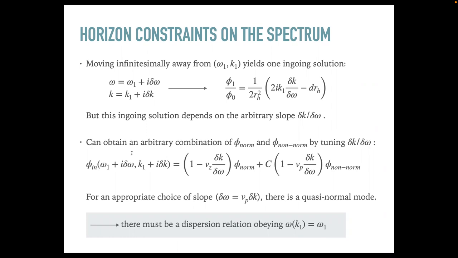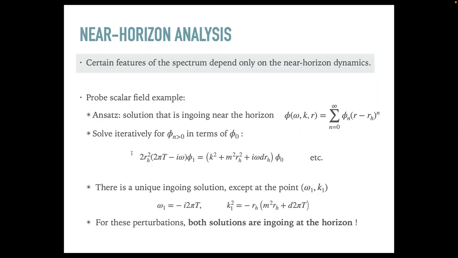To understand a little better what's going on, let's move infinitesimally away from this strange point in Fourier space, by perturbing the frequency by some small amount delta omega and the wave number by some small amount delta k. So now I'm no longer exactly at this special point in Fourier space, and phi 1 is now fixed uniquely in terms of phi naught, just from solving this equation.